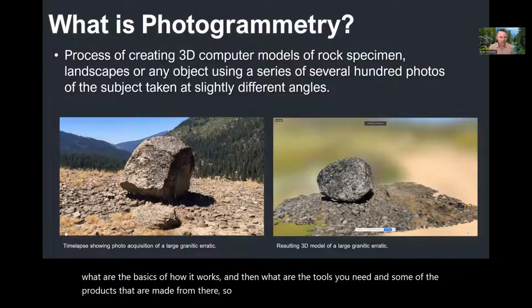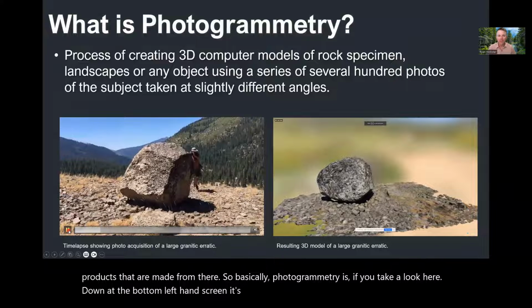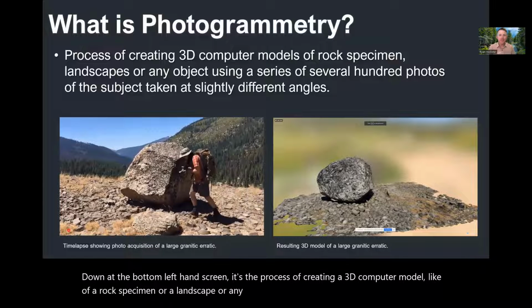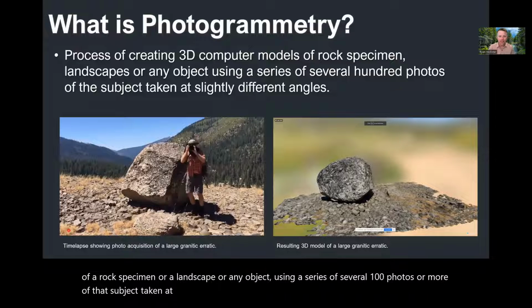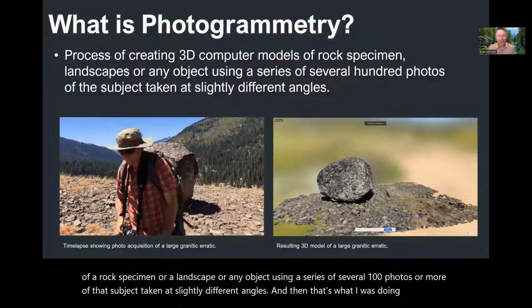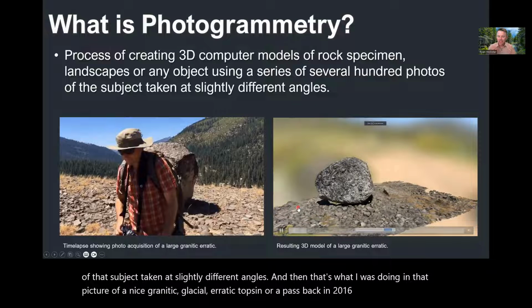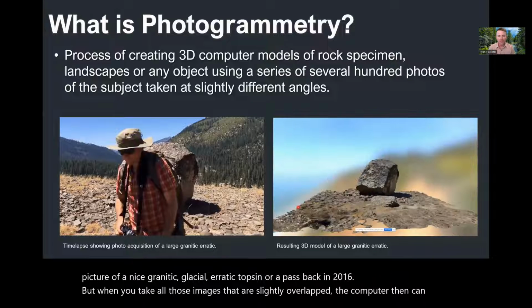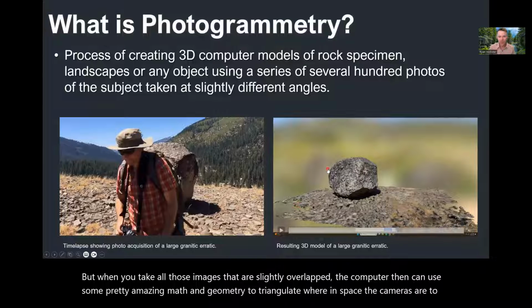So basically, photogrammetry is, if you take a look here down at the bottom left-hand screen, the process of creating a 3D computer model of a rock specimen or a landscape or any object using a series of several hundred photos or more of that subject taken at slightly different angles. That's what I was doing in that picture of a nice granitic glacial erratic atop Sonora Pass back in 2016. When you take all those images that are slightly overlapped, the computer can use some pretty amazing math and geometry to triangulate where in space the cameras are to create these cool 3D models.